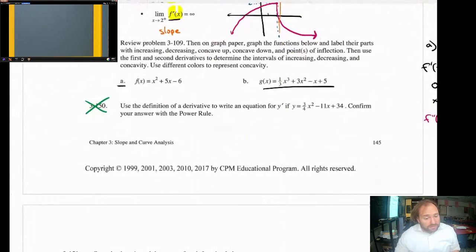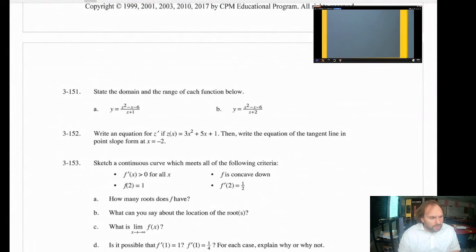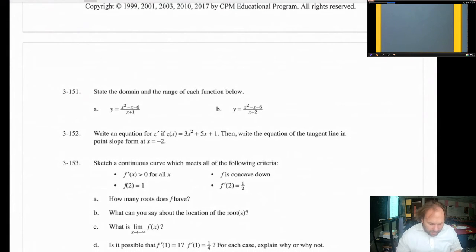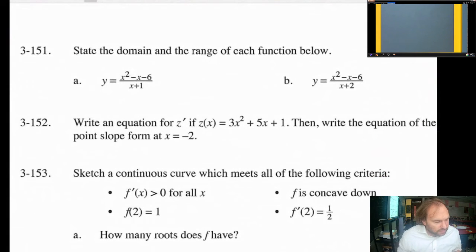We've been on this question for quite some time. Let's move on to the next one here. Skipping 150, let's go to 151. We're going to state the domain and the range of each function below. You could use a calculator for this, and that would probably be a good thing to do, but we'll at least pick out the domain right away.